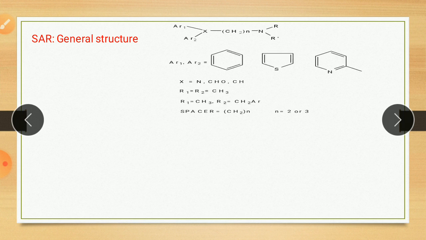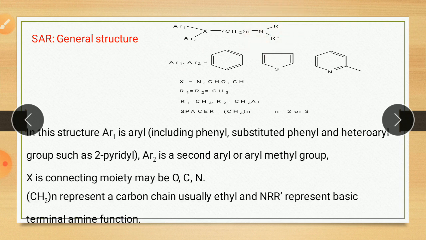So this is the general structure of antihistamine. If you see here, this general structure consists of various parts like the aromatic ring part. Here there are two aromatic rings, aromatic 1 and aromatic 2. Then there is an X, that is called the connecting moiety. Then there is an alkyl chain. Then there is a nitrogen, and then there are alkyl groups. So this is the general structure of antihistamine.